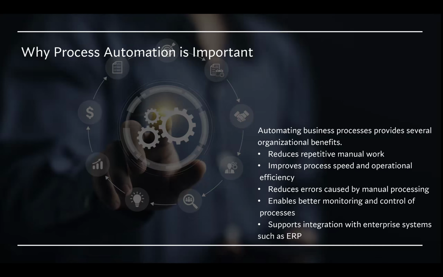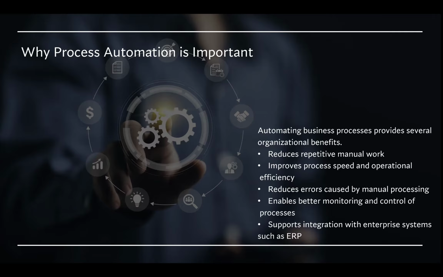Why is process automation important? Process automation is important because it brings many benefits to organizations. First, automation helps reduce repetitive manual work. Employees do not need to perform the same tasks repetitively. Second, automation improves process speed and operational efficiency. Tasks can be completed faster by systems.